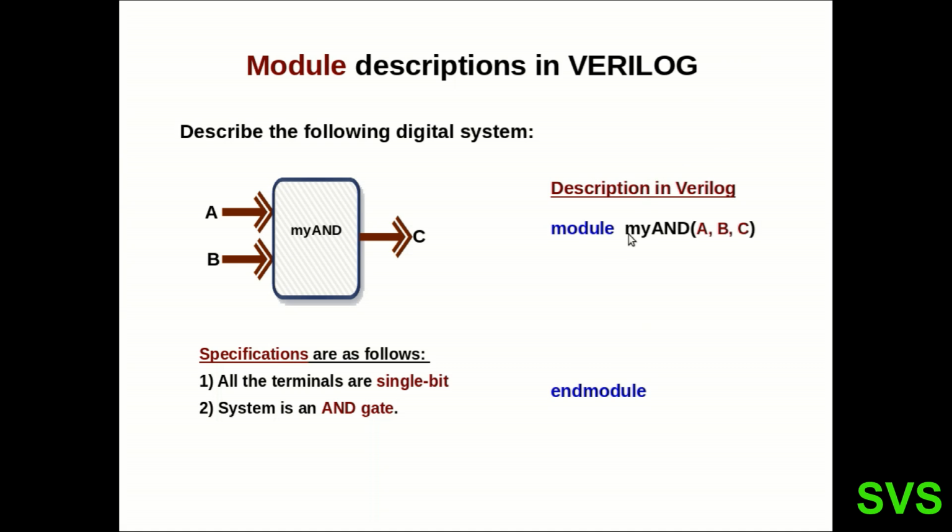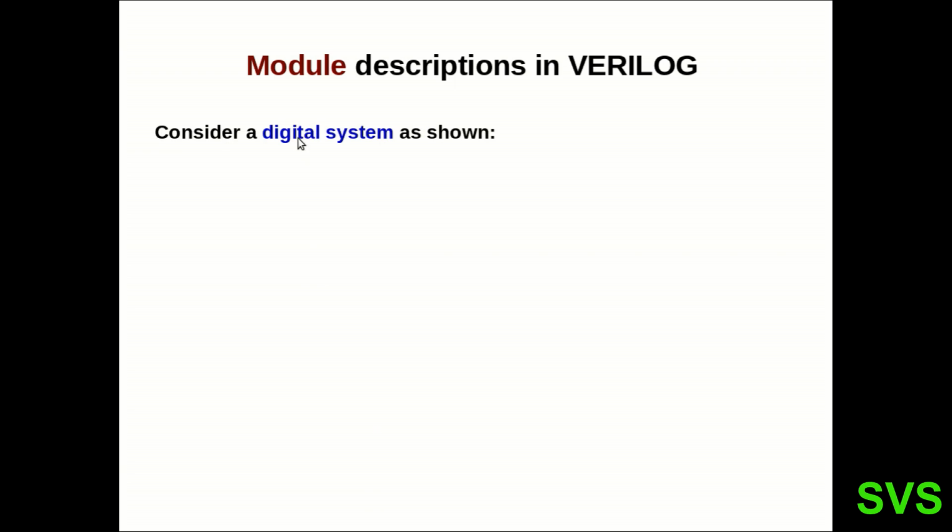So we have module and then the declaration, and then we'll have input A and B and output C. Since it is a combinational system, we can use the assign statement. So we'll write assign C equals A ampersand B. So this is the module description for the given system.